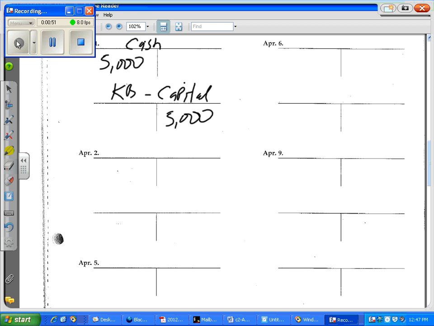On April 2nd, we pay cash for supplies, $50. So the next T account, cash, this time is going to be reduced. So to decrease cash, we credit it, $50. And in return for that, we got supplies. Supplies is an asset. Assets are on the left side of the equation. Supplies increased, so we debit it.